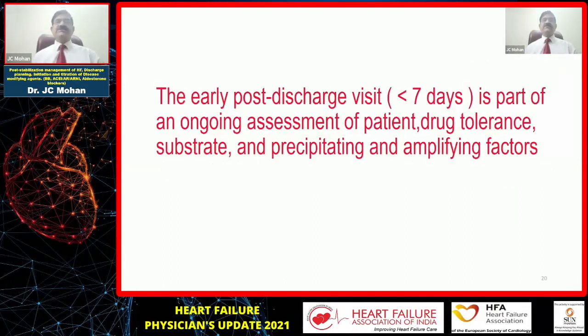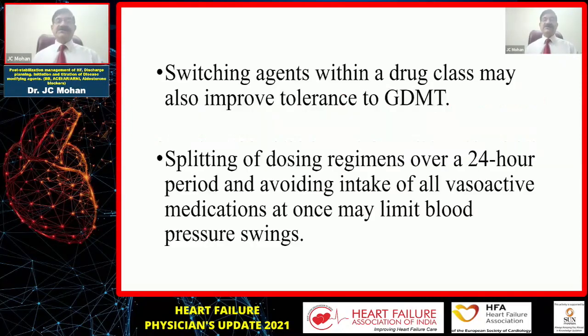So the earliest post-discharge visit has to be less than 7 days, and this is the time when you have to assess the patient's response, the drug tolerance, add new drugs, look at the precipitating and amplifying factors. So the first thing which we have to do is get a very quick visit after 3-4 days, 5 days, certainly before 7 days, to assess many factors which are needed for long-term optimal management of stabilized HFrEF patients.